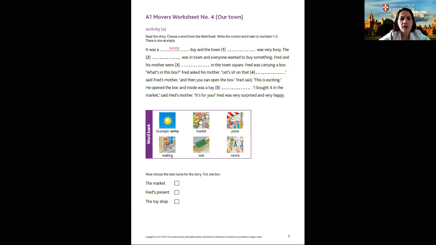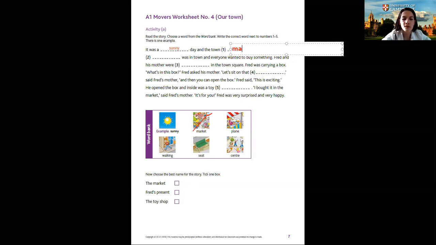Now look at this. You have to read the story and choose a word from the word bank, no? As I told you, it was a sunny day, and the town, what? Was very busy. The town what? Maybe the town market, no? I can cross this, and I write here the town market. Okay. There was in town, and everyone wanted to buy something. Okay, I think that is going to be better here. Market. Okay, and here the town center.